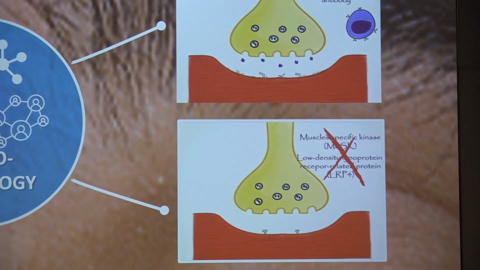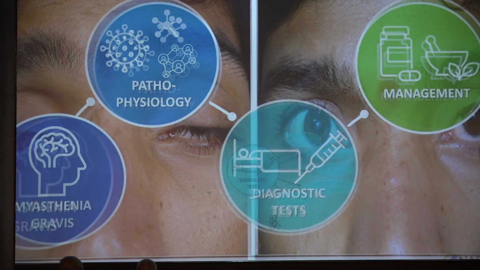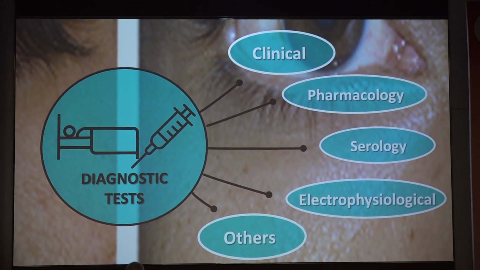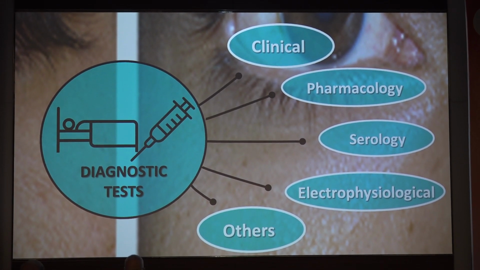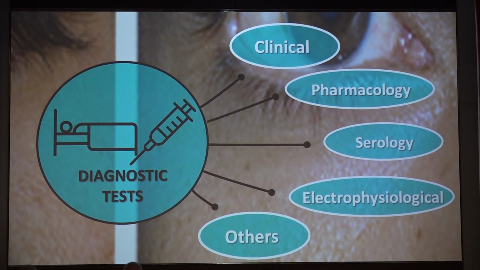We have to know that these two proteins, the MuSK and the LRP4, are important in the construction of the receptors, and these are absent in cases of myasthenia. So let's look at how you really detect these. It's basically a clinical diagnosis, very, very important. Clinically, you need to find them out, and I'll take you through these 5 other aspects.